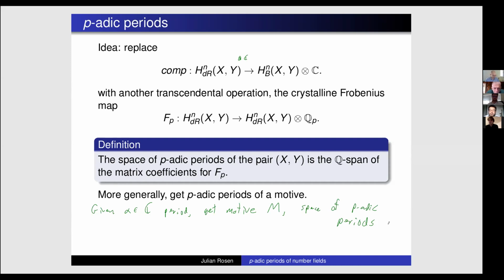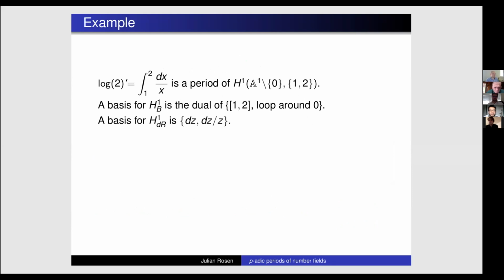Okay, let's look at an example where we can actually write this down. So let's take log 2, the integral from 1 to 2 of dx over x. That's the simplest integral. dx over x is a one-form with a singularity at the origin, so I'm thinking of it as a one-form on the punctured line. And since we're integrating from 1 to 2, I'm thinking of this interval from 1 to 2 as a class whose boundary is contained in the set {1, 2}. So I'm really thinking of the region of integration as a relative homology class for A^1 minus the origin, relative to the subset {1, 2}.